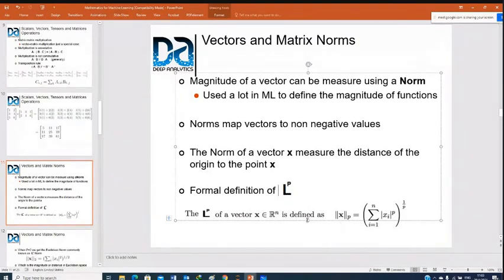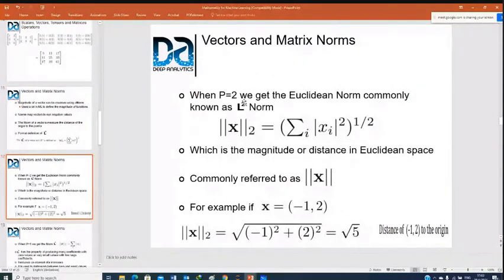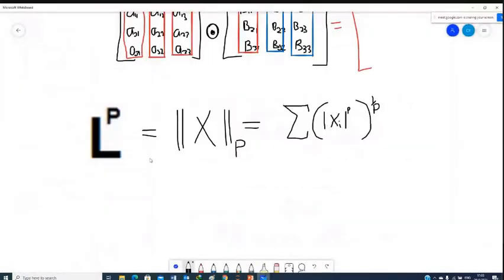So let's give an example of when p is equal to 2. If p is equal to 2, what that means is we've got the norm of x with p equal to 2. So this becomes L2.